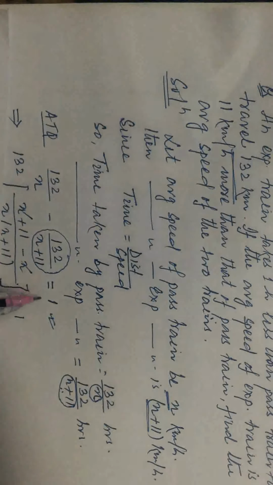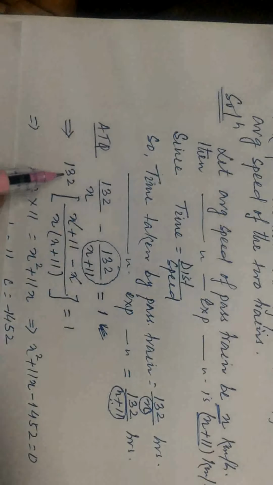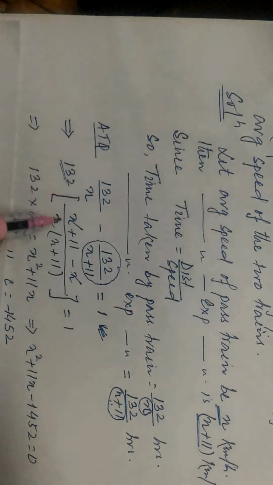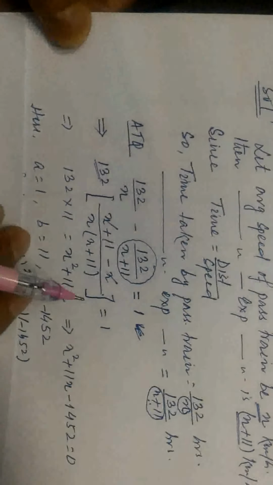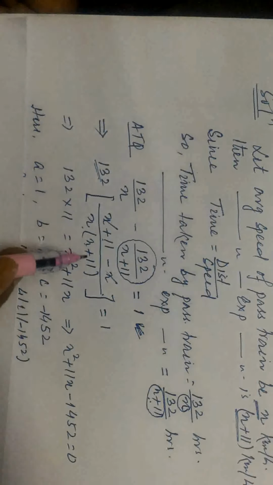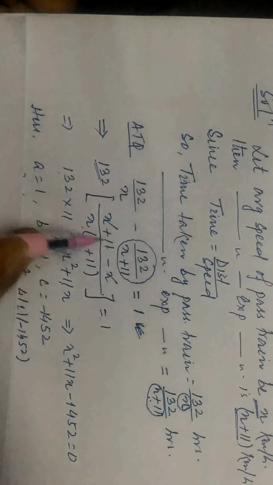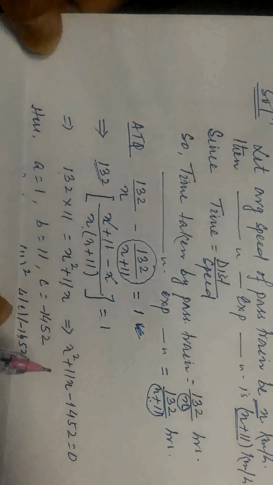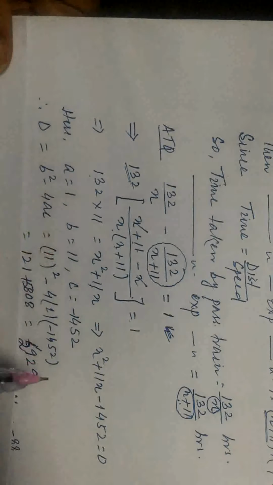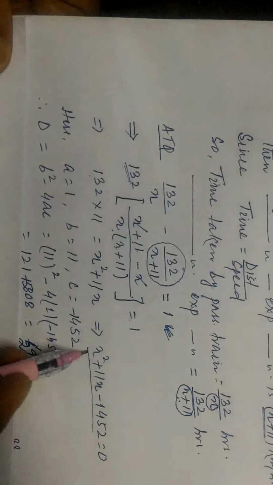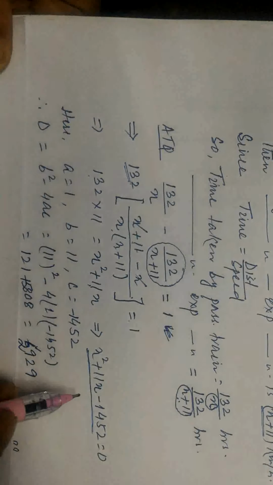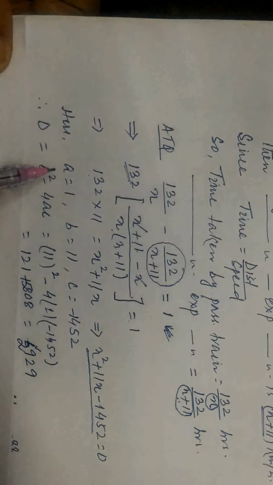Now this is what you need to understand. Students, do the problem. Now it's very simple. We'll take 132 common and take the LCM x plus 11. So x plus 11 minus x. Now take x into x plus 11 to this side, and 132 into 11 is 1452. So we get x square plus 11x minus 1452 equal to 0. So it's a quadratic equation. You can solve it either by factorization or by the quadratic formula. The choice is yours, but we'll do it using the quadratic formula.